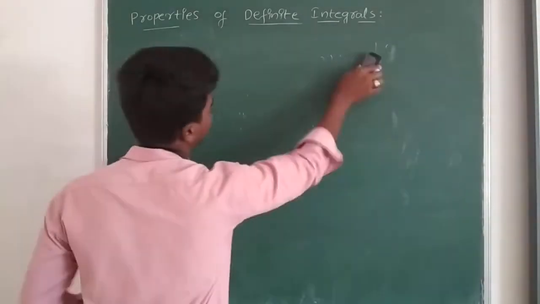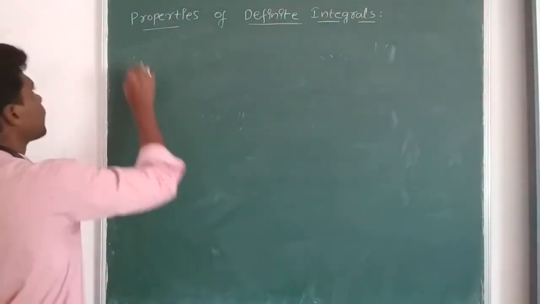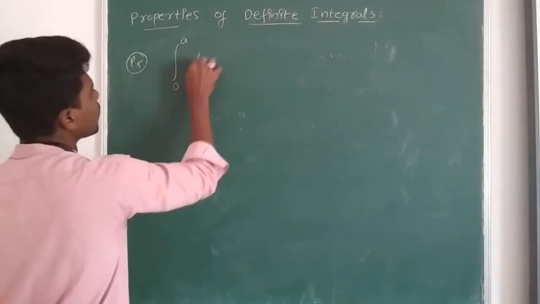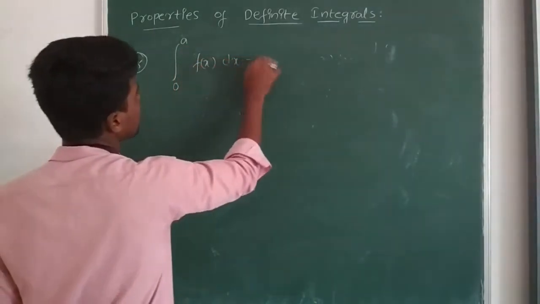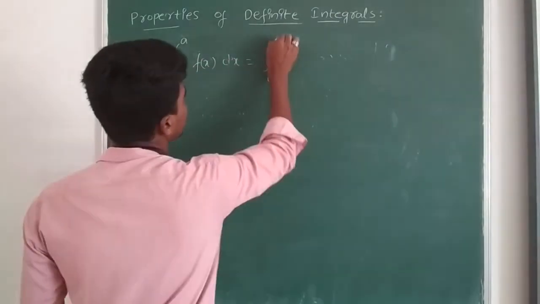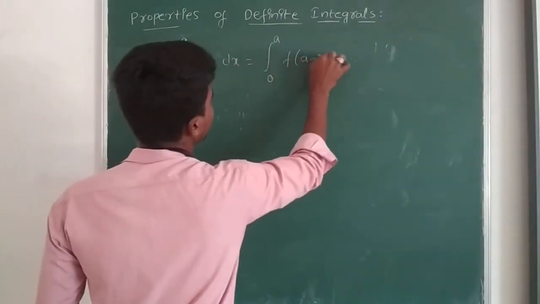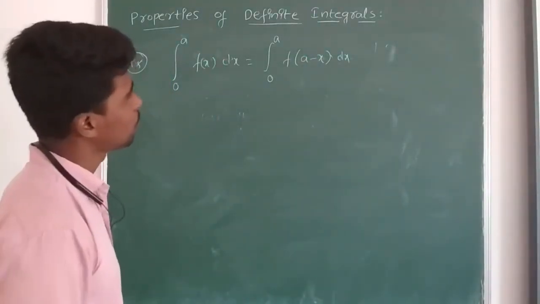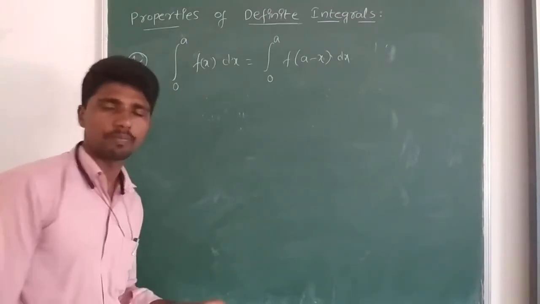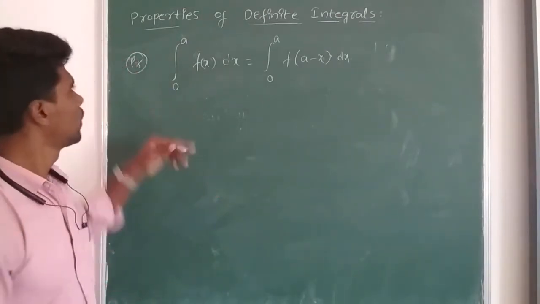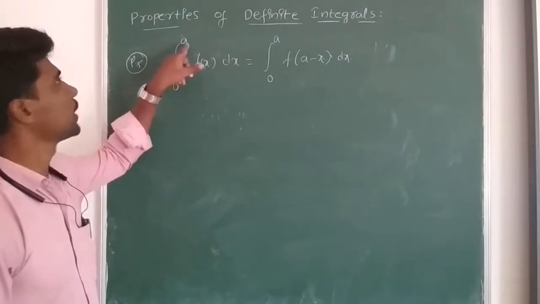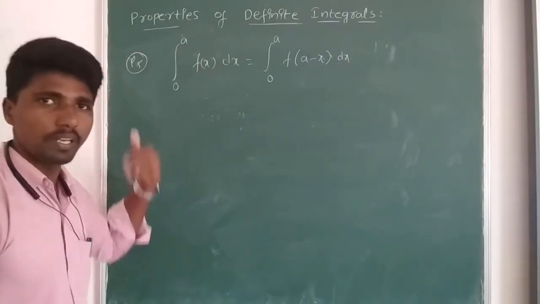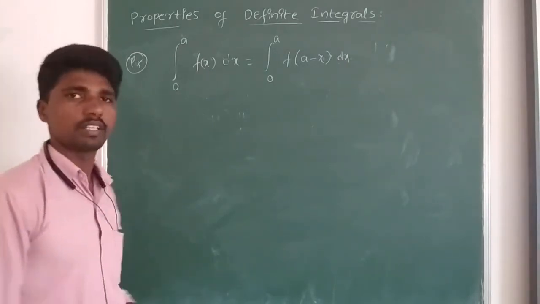Property number 5. Integral 0 to a f of x dx can be written as integral 0 to a f of a minus x dx. So this we need to prove. What is the difference between property 4 and property 5? Property 4 is from a to b, but in property 5, we have it from 0 to a. That is the only difference.